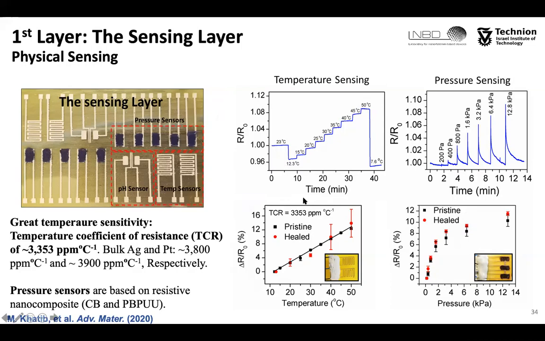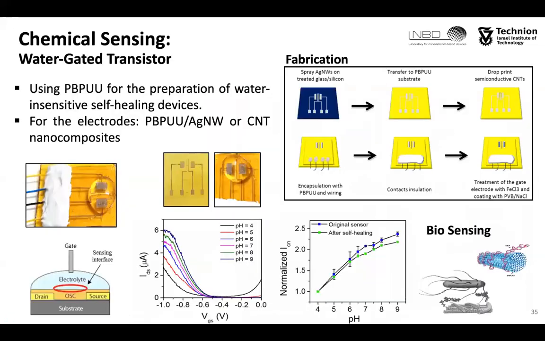This is an example of what happened for the temperature sensors, and this is what happened for the pressure sensor. As you can see, the differences between the black points and the red points, which indicate before healing and after healing, are almost exactly the same. The good news is that we have repeated this experiment 1,000 times, and we got deviations of ±5%, which is very, very good results.